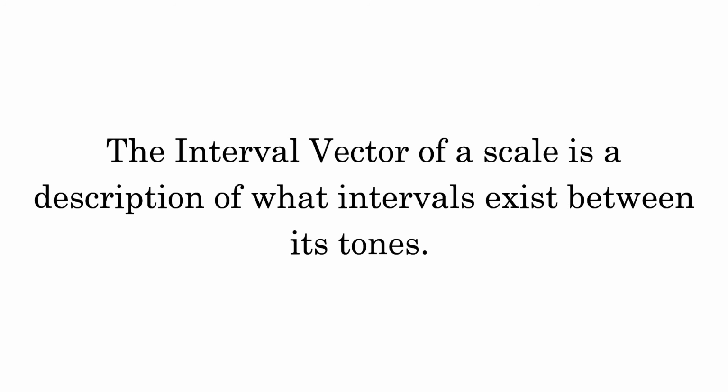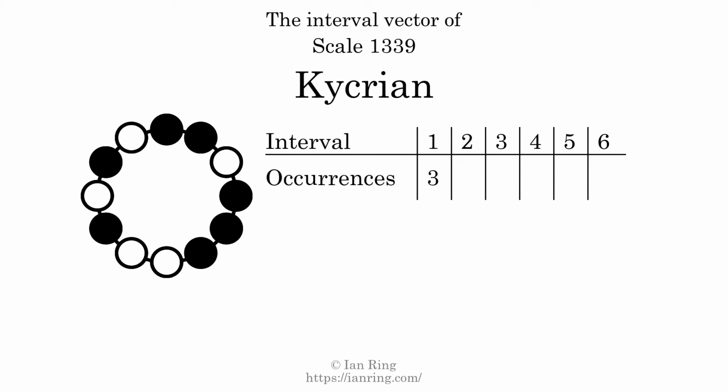The interval vector of a scale is a description of what intervals exist between its tones. There are 3 intervals with a size of 1 semitone. They are here, here, and here. There are 4 intervals with a size of 2 semitones. They are here, here, here, and here. There are 4 intervals with a size of 3 semitones. They are here, here, here, and here.